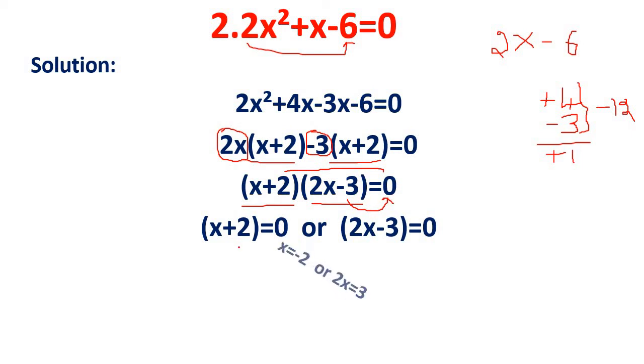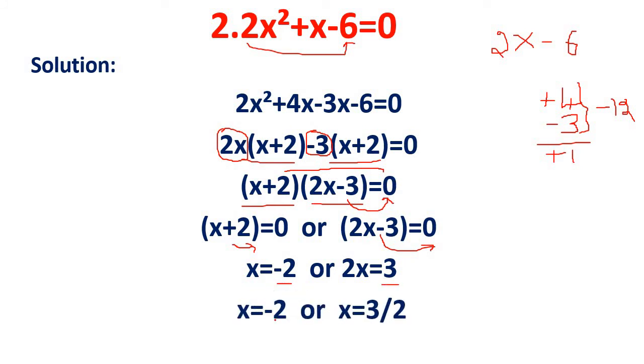Now transpose 2 to RHS, it becomes minus 2. Now to transpose 3 to RHS, 2x minus 3 is equal to 0, transpose minus 3 to RHS, it becomes plus 3. Now x is equal to minus 2 or x is equal to 3 divided by 2. Transpose 2 to denominator. The roots of the given quadratic equation by factorization method are x is equal to minus 2 and x is equal to 3 by 2, the roots of the quadratic equation 2x square plus x minus 6 is equal to 0.